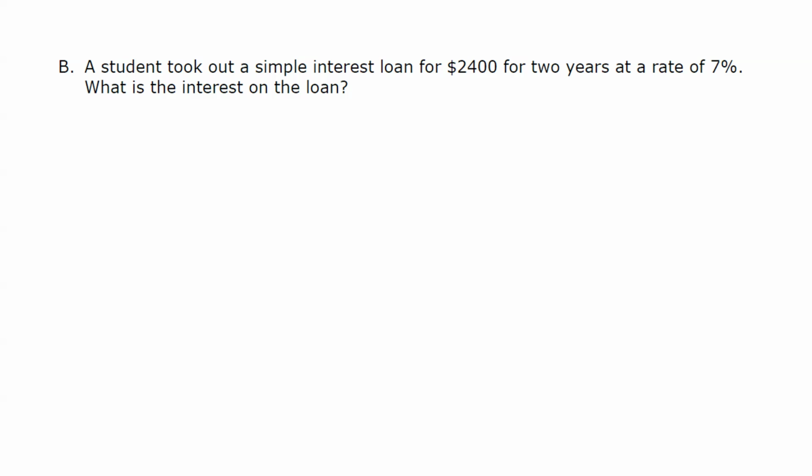All right. A student took a simple interest loan for $2,400 for 2 years at a rate of 7%. What is the interest on the loan? So this student took a loan for $2,400 for 2 years. So that means the time is 2 years at a rate of 7%. So as a decimal, that's 0.07.